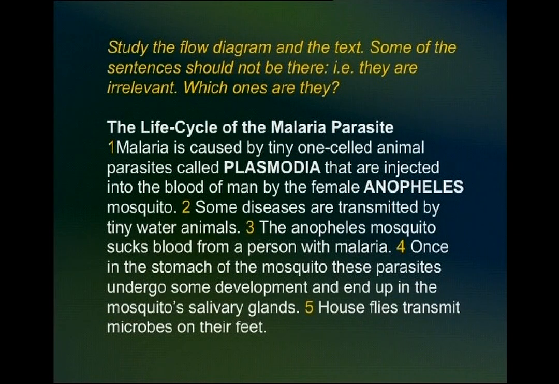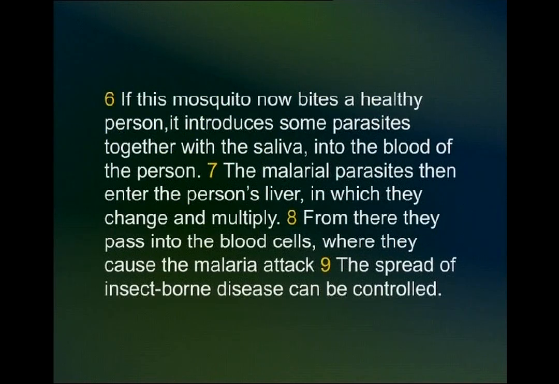Which sentences were they? Go through it. The sentences are numbered for you, and I'm sure that makes it easy for you to spot them. The irrelevant sentences are number 2, some diseases are transmitted by tiny water animals, and sentence number 5, house flies transmit microbes on their feet. These two sentences are not part of the life cycle of the malaria parasite. Therefore, they do not form part of the text.